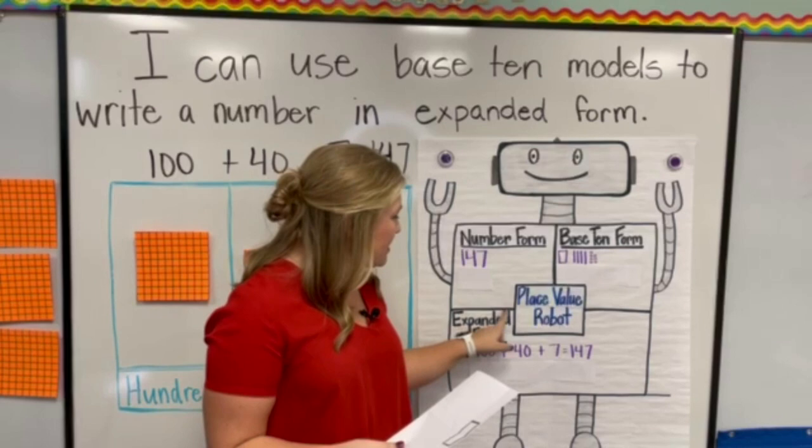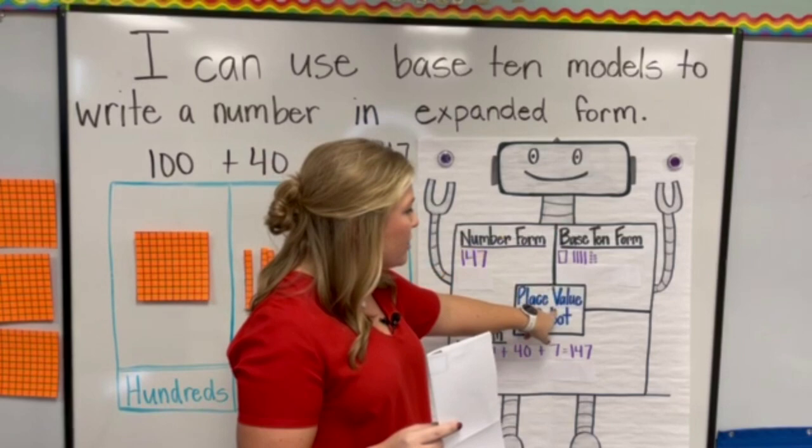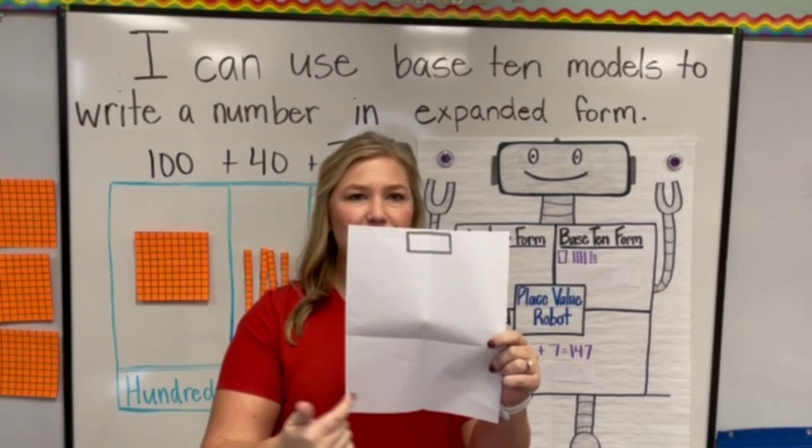And then we have our paper, and we're going to fold it just in half long ways. This is going to make this line right here. This is just helping to keep our work really nice and even and neat. And that way, when we open it back up, we can draw our place value robot's body. And then we can draw our lines.